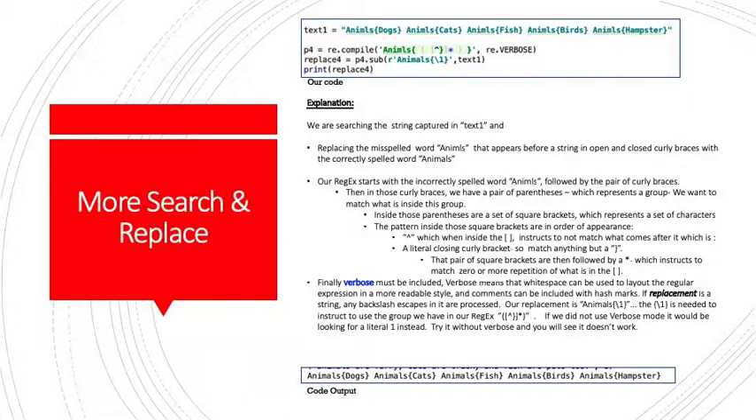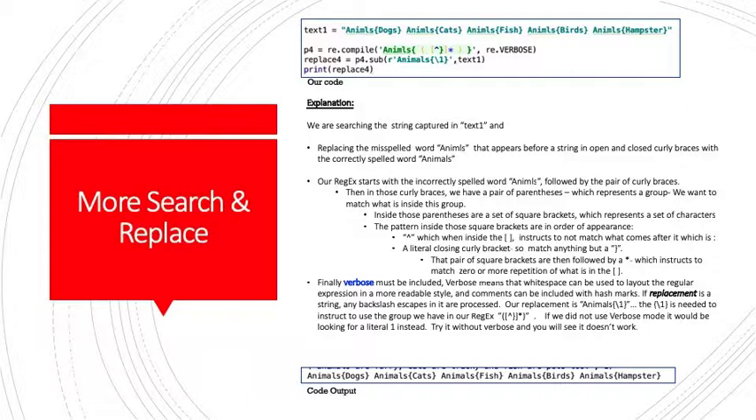Inside those parentheses are a set of square brackets, which represents a set of characters or a character class. The pattern inside those square brackets are, in order of appearance, the caret, which when inside the class instructs to not match what comes after it, which is a literal closing curly brace. So match anything but that closing curly brace. That pair of square brackets are then followed by a star, which instructs to match 0 or more repetitions of what's in the character class or the square brackets.